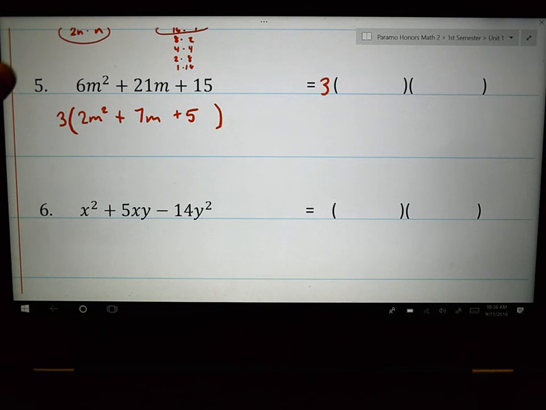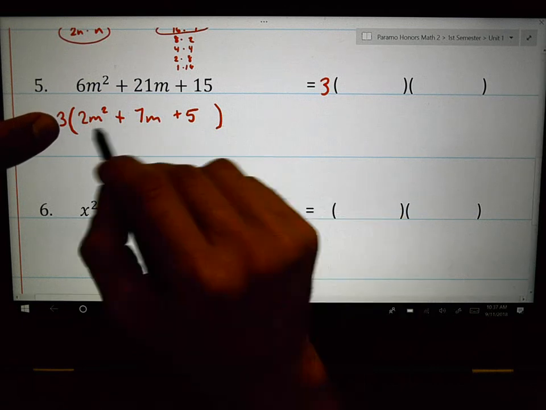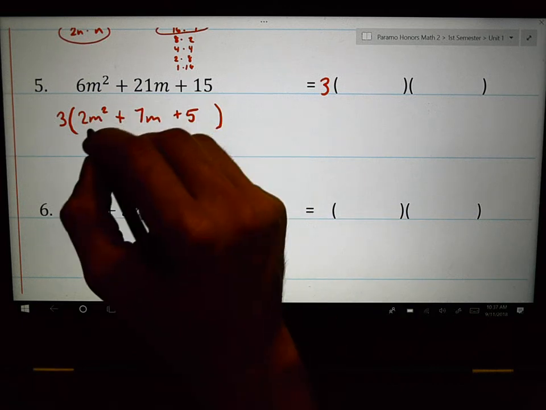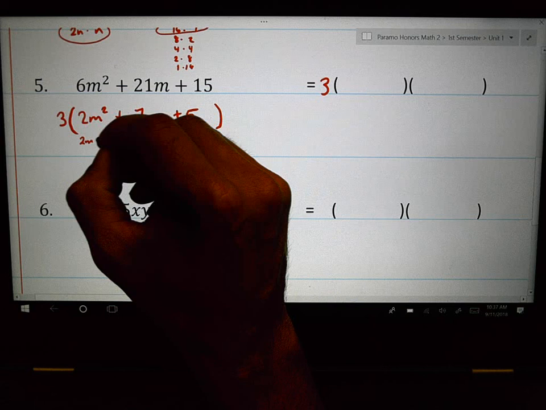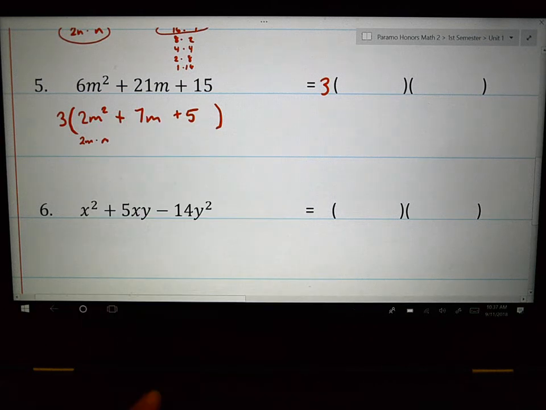Now that we have the 3's taken care of, we're going to try to factor out this stuff right here. I know how to break apart this 2m squared. I think it's going to be a 2m times m because this middle term has a single m in it.